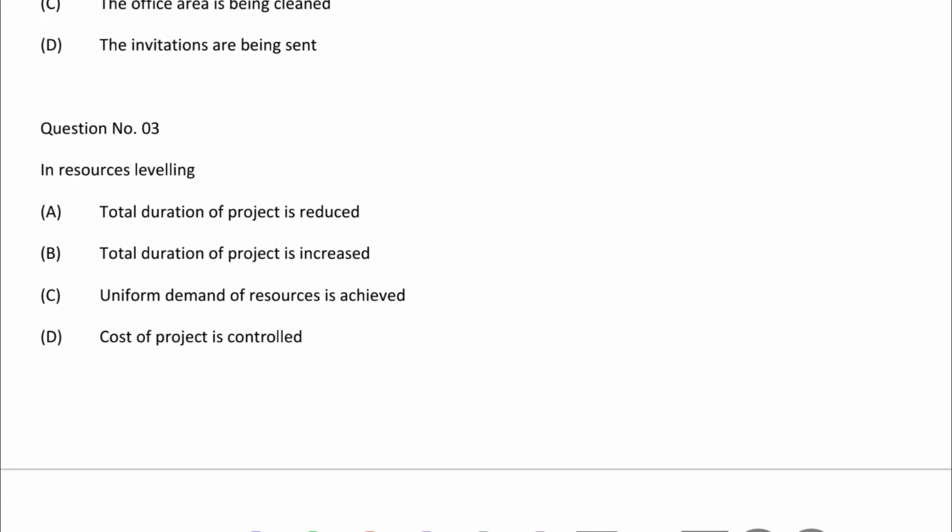So next question, in resource leveling: option A, total duration of the project is reduced. Option B, the duration of the project is increased. Option C, uniform demand of resource is achieved. Option D, cost of project is controlled. So the correct answer is option C, uniform demand of resource is achieved.